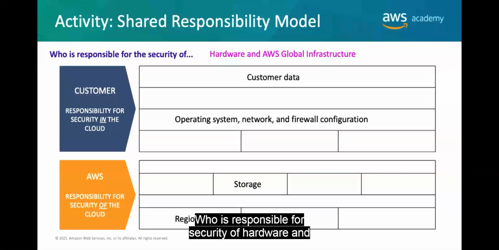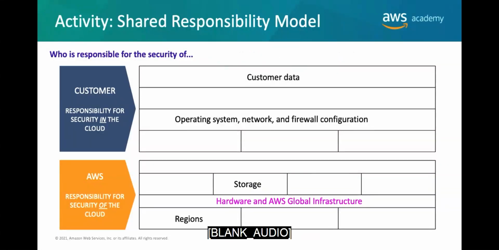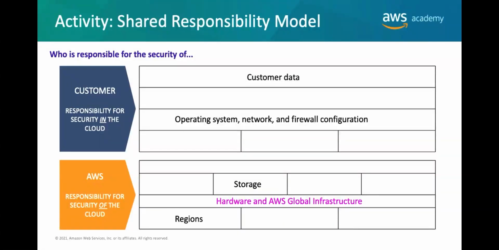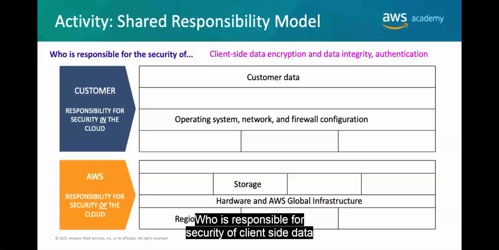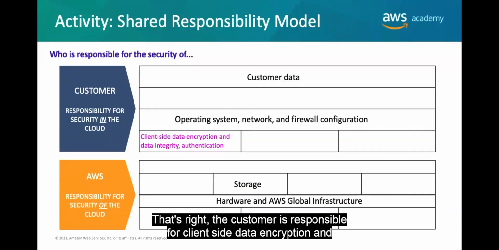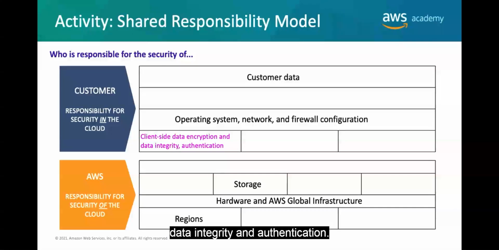Who is responsible for security of hardware and AWS global infrastructure? That's right, AWS is responsible for hardware and AWS global infrastructure. Who is responsible for security of client-side data encryption and data integrity authentication? That's right, the customer is responsible for client-side data encryption and data integrity and authentication.